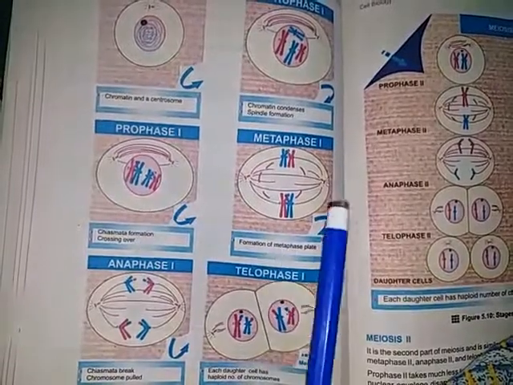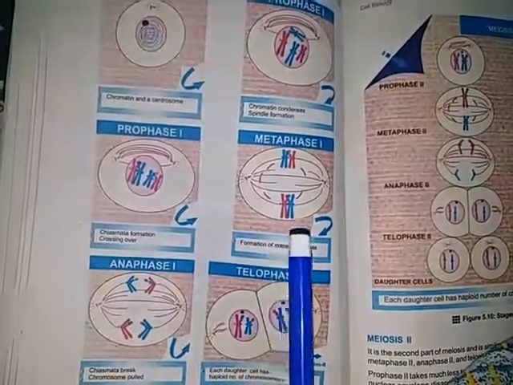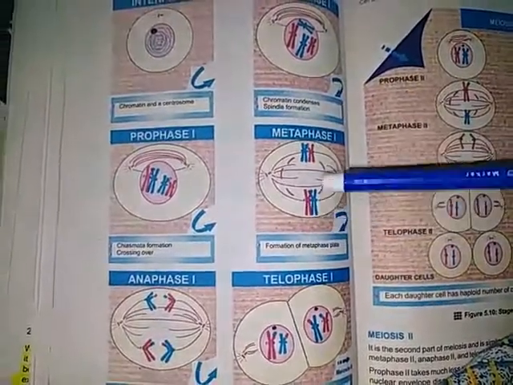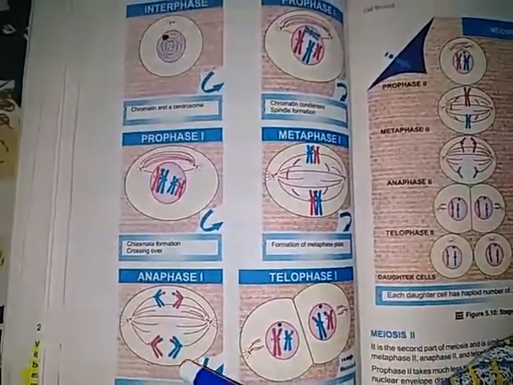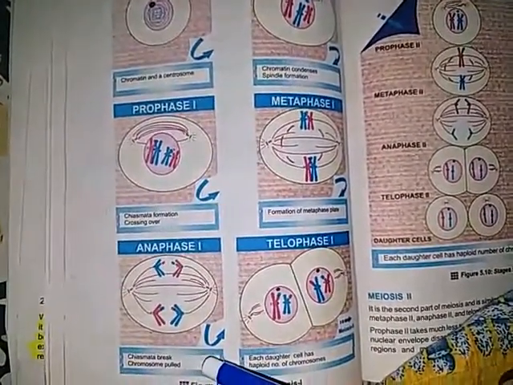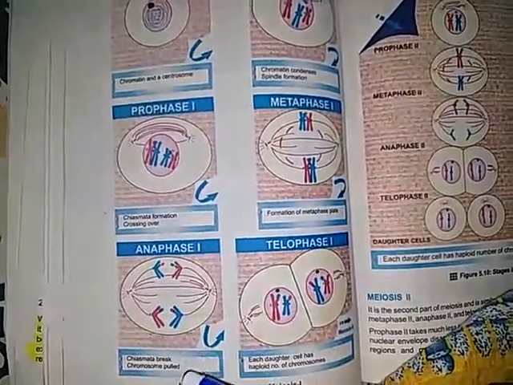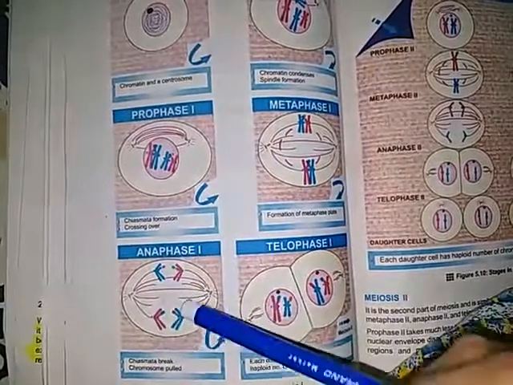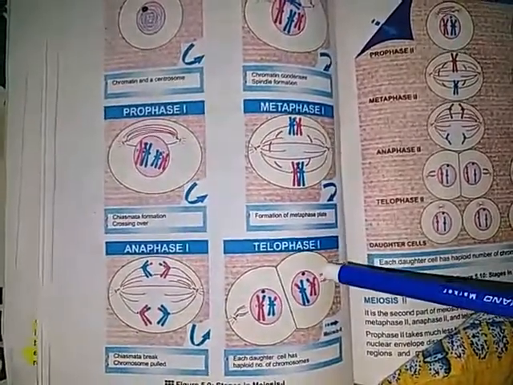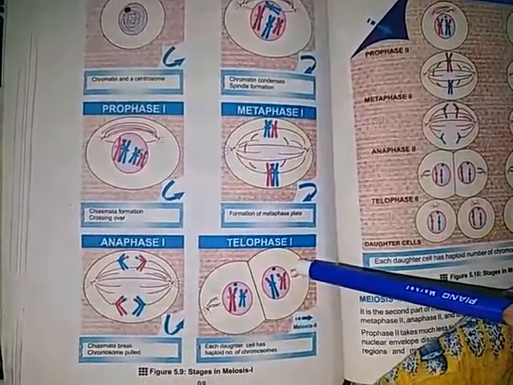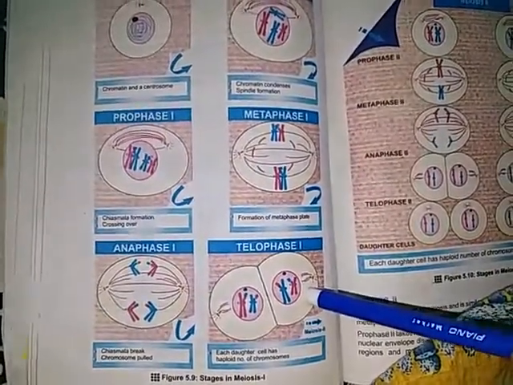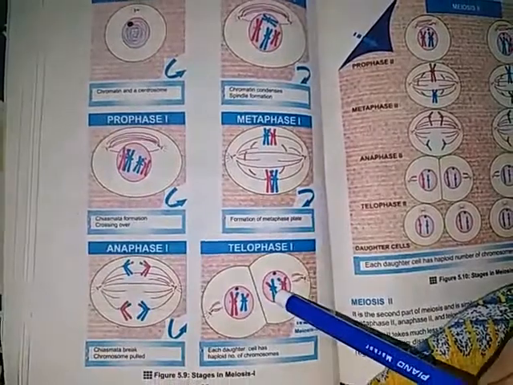Students, in metaphase, the metaphase plate forms and the chromosomes line up at the equator in this pattern. Next is the anaphase. In anaphase, chiasmata break and chromosomes are pulled. This is the anaphase. Next is the telophase. In telophase, the complete separation of chromosomes takes place and the two daughter cells are produced.